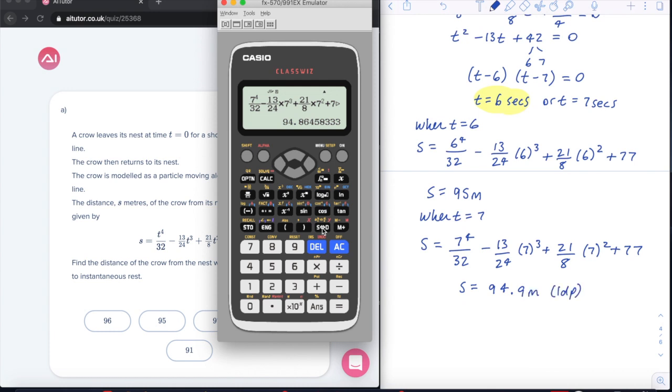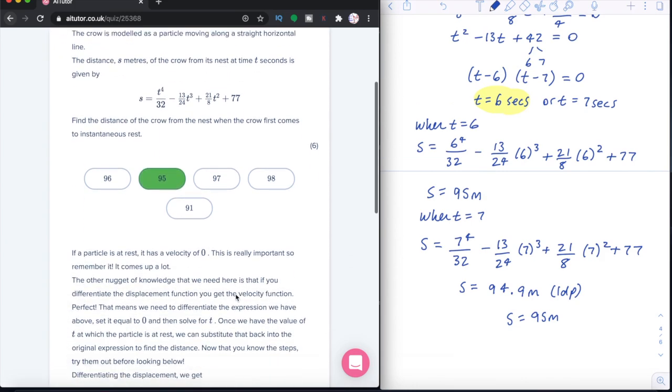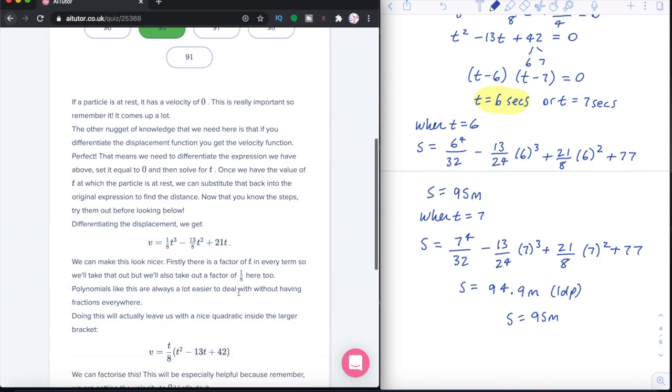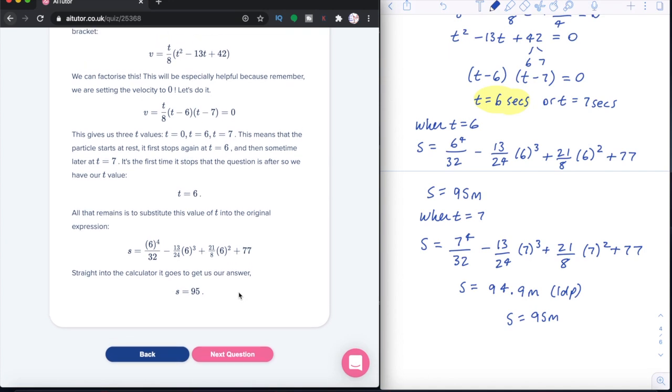And also, if we round that up to the nearest whole number, we're just going to get s equals 95 meters. So really, there's no difference between the two times. Our final answer must be 95. So we can select 95. As you can see, that is the correct answer. And we've got this step-by-step solution, which shows you how to solve a question if you didn't get that answer. So we can press next question.